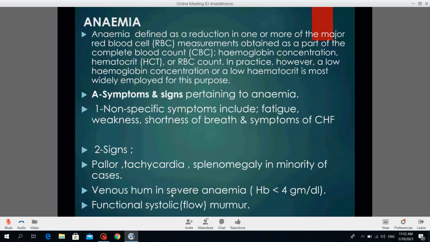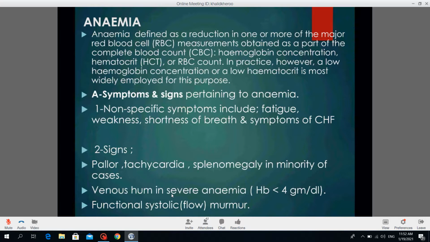And hyperdynamic circulation is manifested, due to anemia, as a wide pulse pressure. Wide pulse pressure and anemia is a cause of collapsing pulse. You have to remember this. This means that the pulse is large volume, and here we talk about chronic anemia.